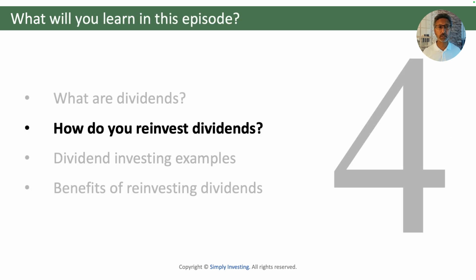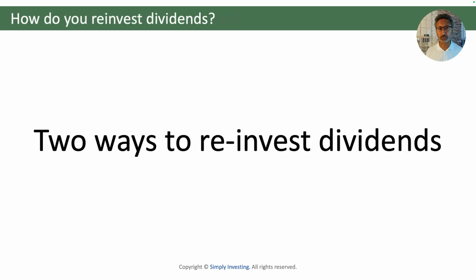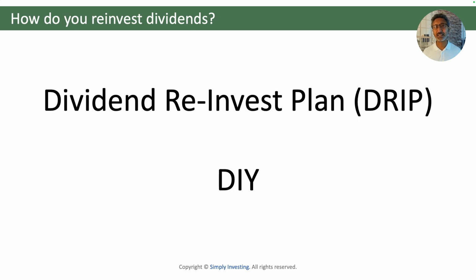Let's move on to topic number 2 then. How do you actually reinvest your dividends? There are 2 ways to do that. The first method is the dividend reinvestment plan, or a DRIP. You can apply for the DRIP. If you have a trading account, you just need to contact the company, tell them you want to set up a DRIP for whichever stocks you own, and then they can do that for you. The second option is the do-it-yourself option. So we're going to look at both. Let's take a look at the DRIP first.